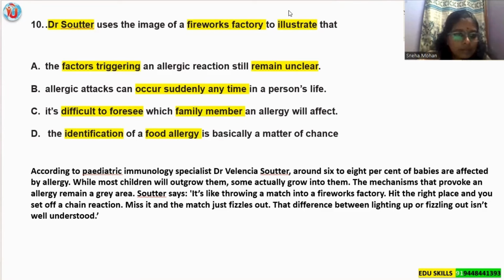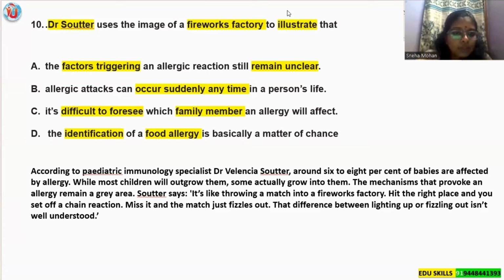Yes, now let's see the keywords. The keywords in the answer option question stem are Dr. Sauter. That's the name of the person. Next, we have to highlight the keywords fireworks factory and illustrate. So the question is, Dr. Sauter uses the image of a fireworks factory to illustrate that. So what is he trying to tell us by taking an example of a fireworks factory?